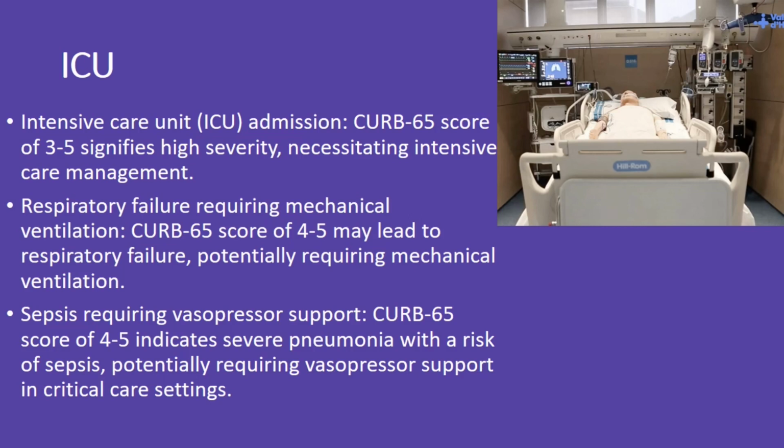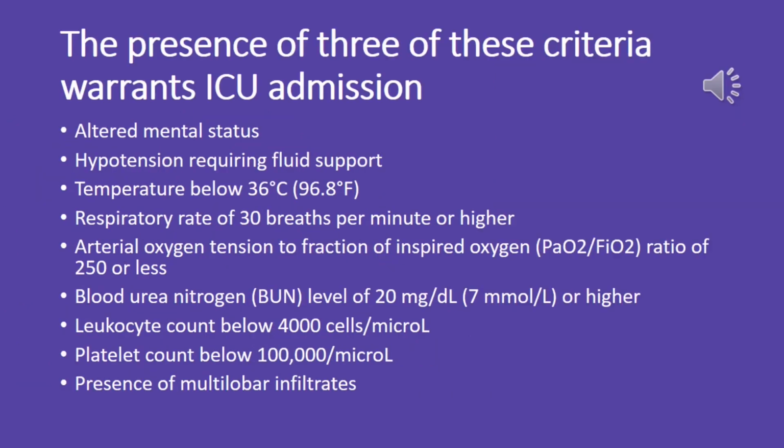Sepsis requiring vasopressor support. A CURB-65 score of 4 to 5 indicates severe pneumonia with a risk of sepsis, potentially requiring vasopressor support in critical care settings. The presence of 3 of these criteria warrants ICU admission.